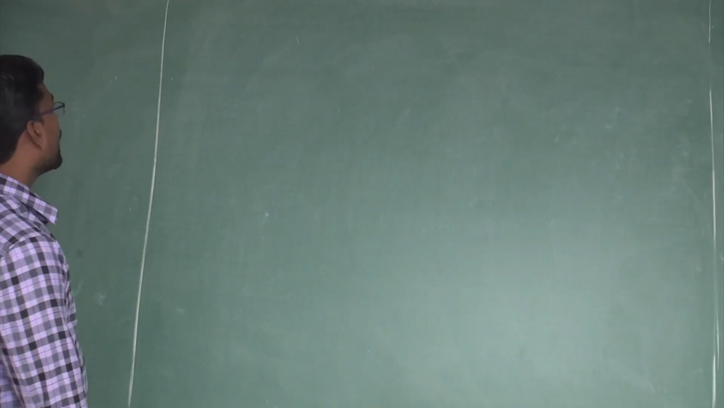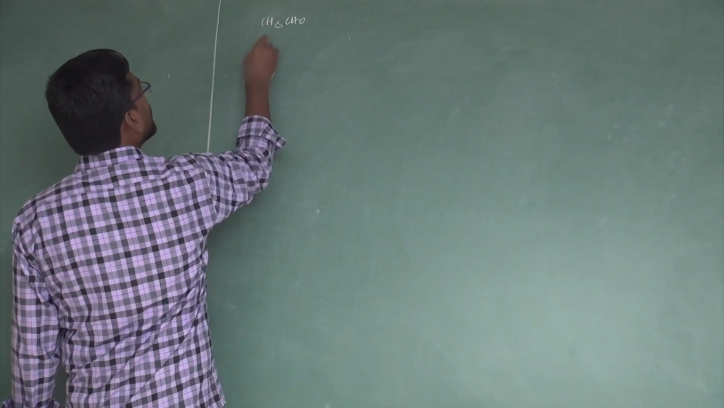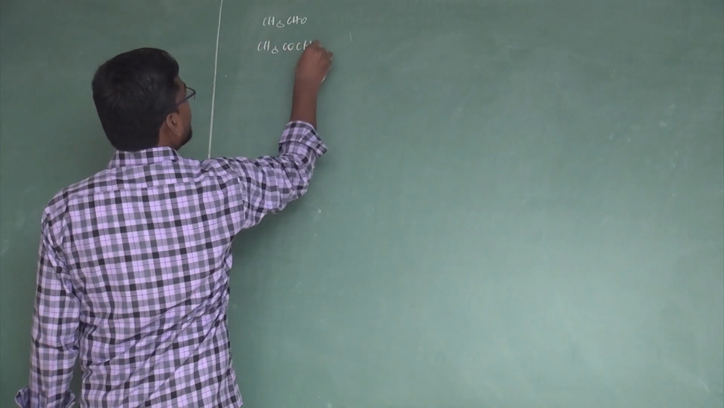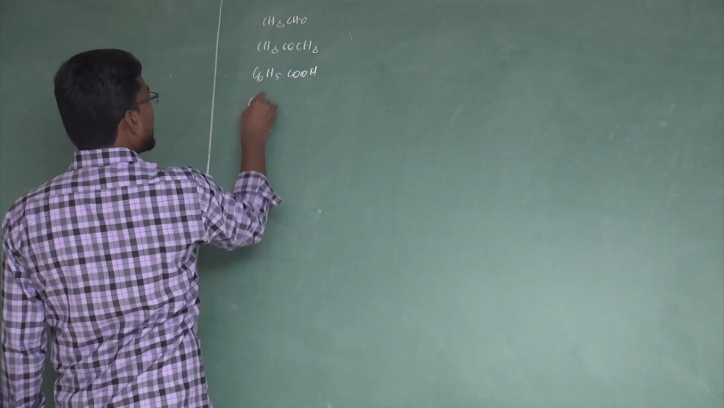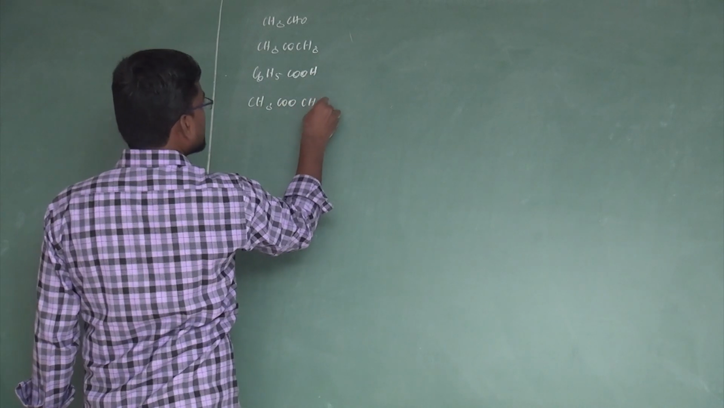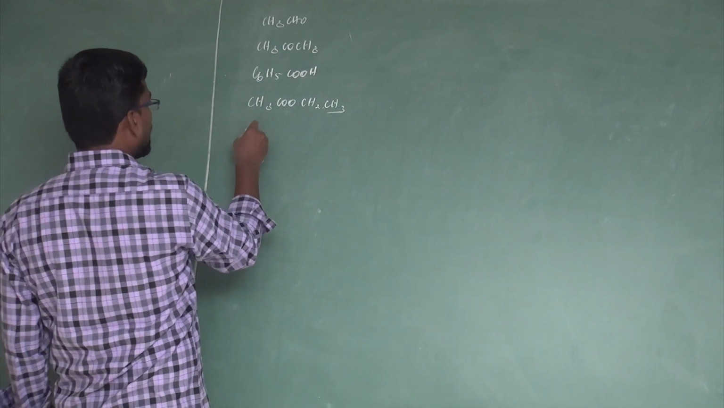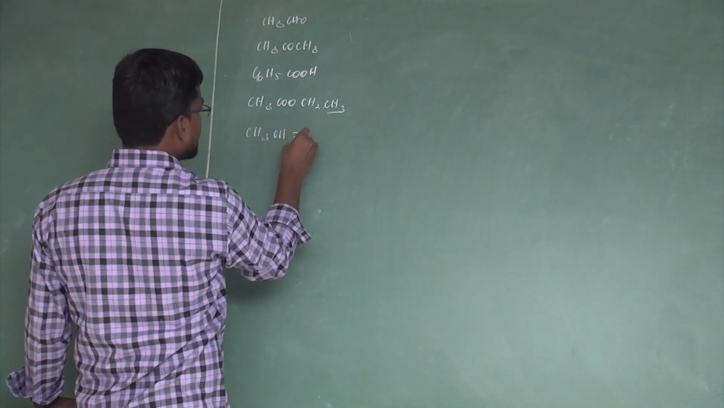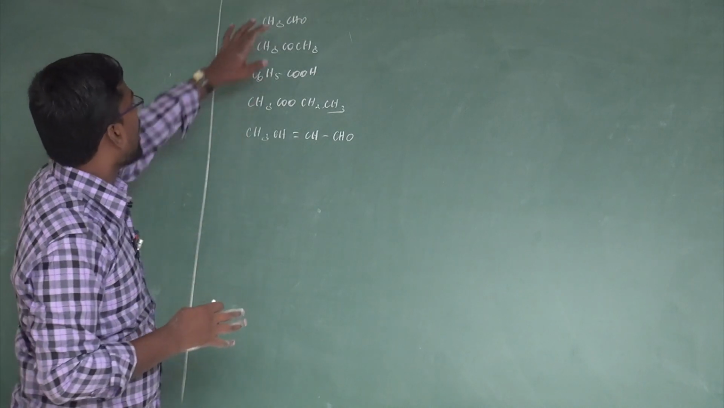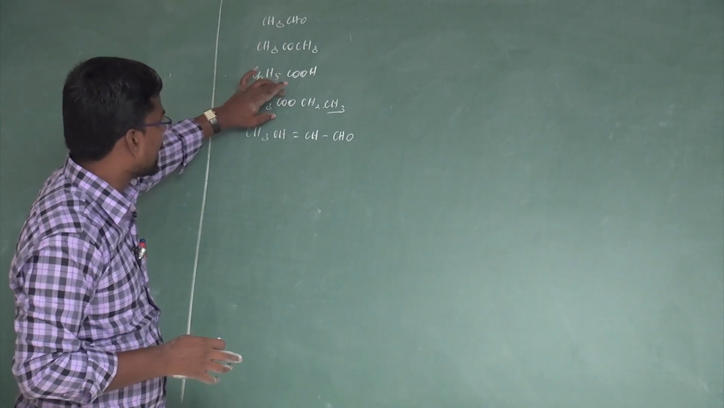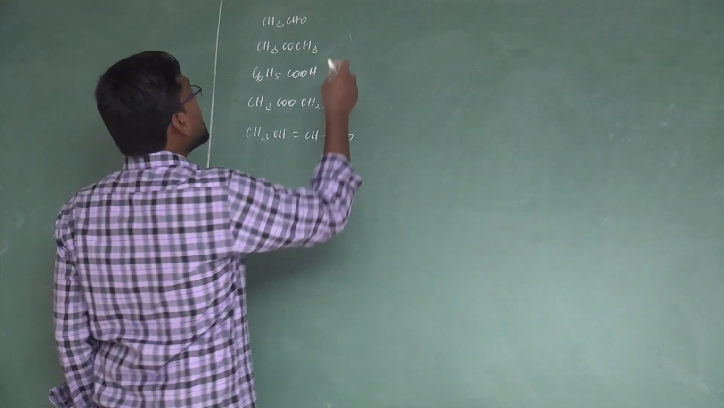Aldehyde compounds, for example CH3 CHO; ketone, CH3 COCH3; benzoic acid, C6H5 COOH; ethyl acetate, CH3 COO CH2 CH3; and unsaturated aldehyde, that means crotonaldehyde, CH3 CH double bond CH, then CHO. The compounds of aldehyde, ketone, acid, ester and unsaturated aldehyde can be reduced to form an alcohol by treating with lithium aluminium hydride.